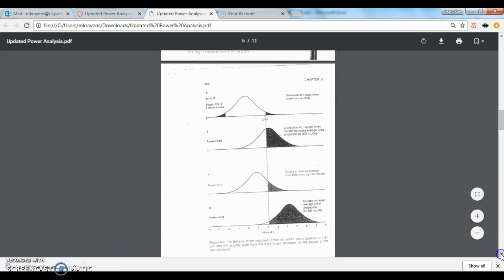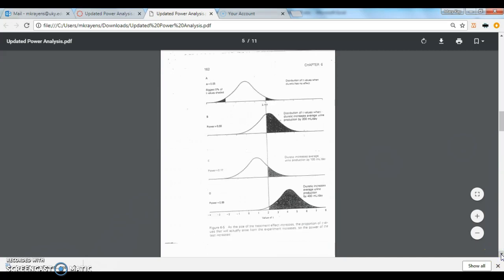So in going to the next page of this power analysis handout, you're going to see some graphs that look really similar. In fact, the top two are exactly the same. We already talked about if you have an alpha level of 0.05, there would be 55% power to be able to show a significant difference if the diuretic has a 200 ml per day increase in urine output. And this is what we talk about when we refer to different effect sizes.